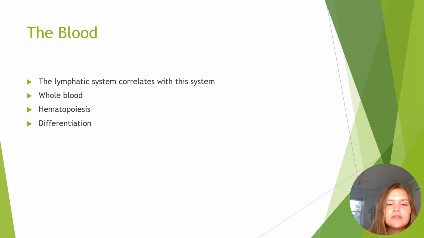Okay, so another important system would be your blood. So the lymphatic system correlates with this system. They kind of overlap. So you have your whole blood, and this consists of your red blood cells in your plasma. Hematopoiesis, this is the production of blood cells, and differentiation, this is hormones that cause cells to change over time.